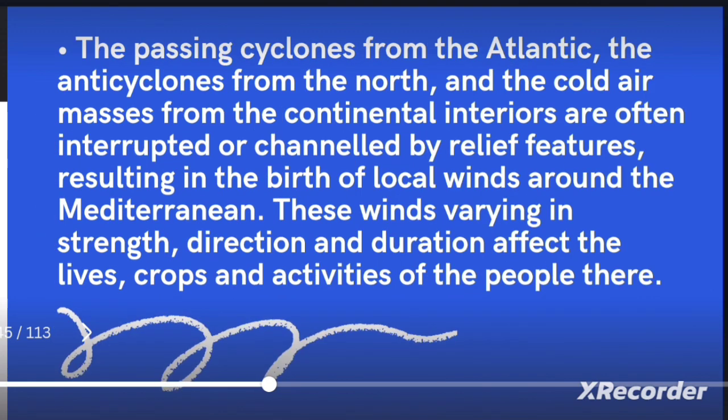The passing cyclones from the Atlantic, the anticyclones from the north, and cold air masses from the continental interiors are often interrupted or channeled by relief features, resulting in the birth of the local winds around the Mediterranean. These winds, varying in strength, direction, and duration, affect the lives, crops, and activities of the people there.